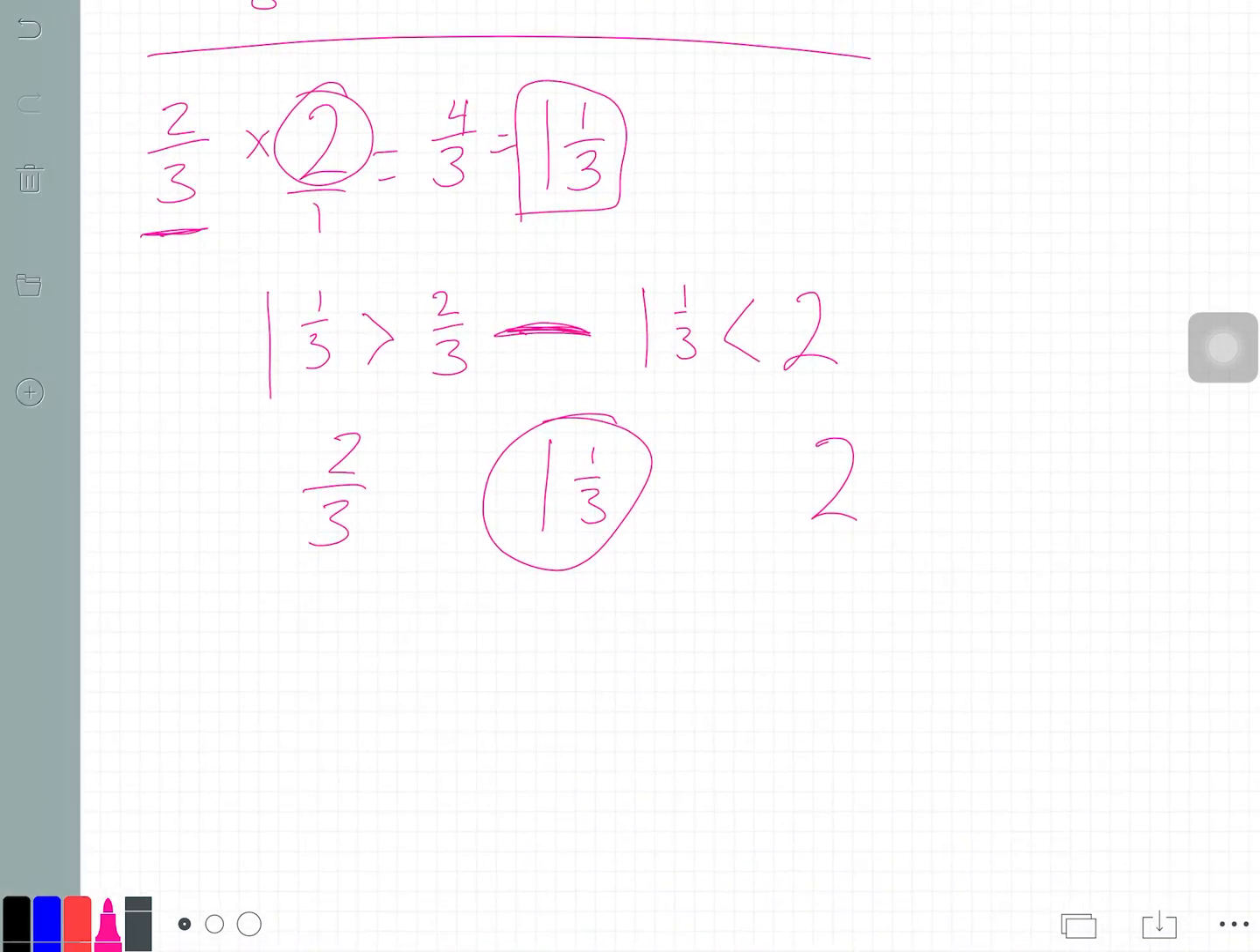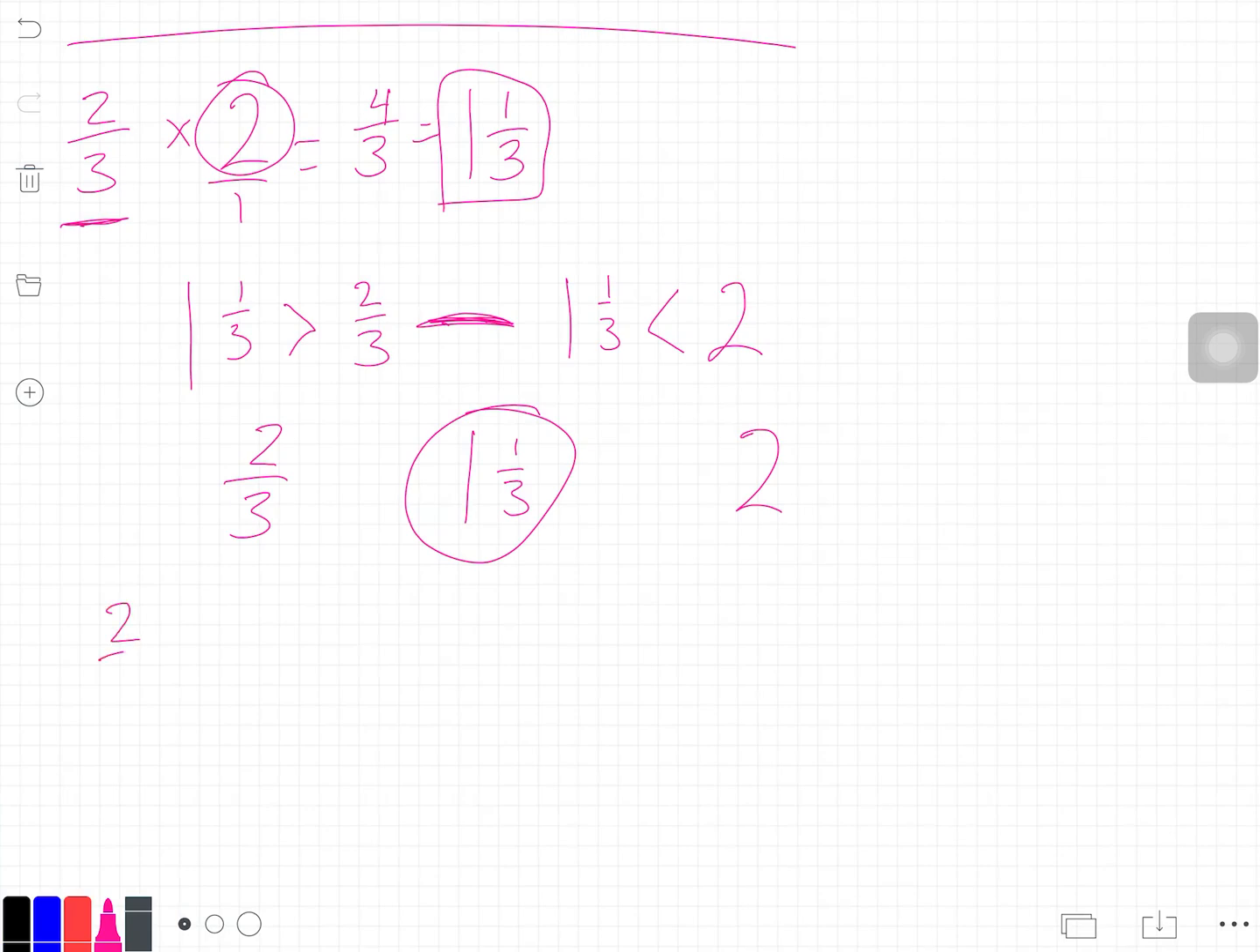Okay. Same thing goes for if I were multiplying by a mixed number. So for example, if I were multiplying 2/3 times 1 and 1/2, first thing I want to do is convert my mixed number into an improper fraction. So 2/3 times 3/2, just like that. And now I can multiply: 2 times 3 is 6, 3 times 2 is 6. Oh, check that out. 1 whole.